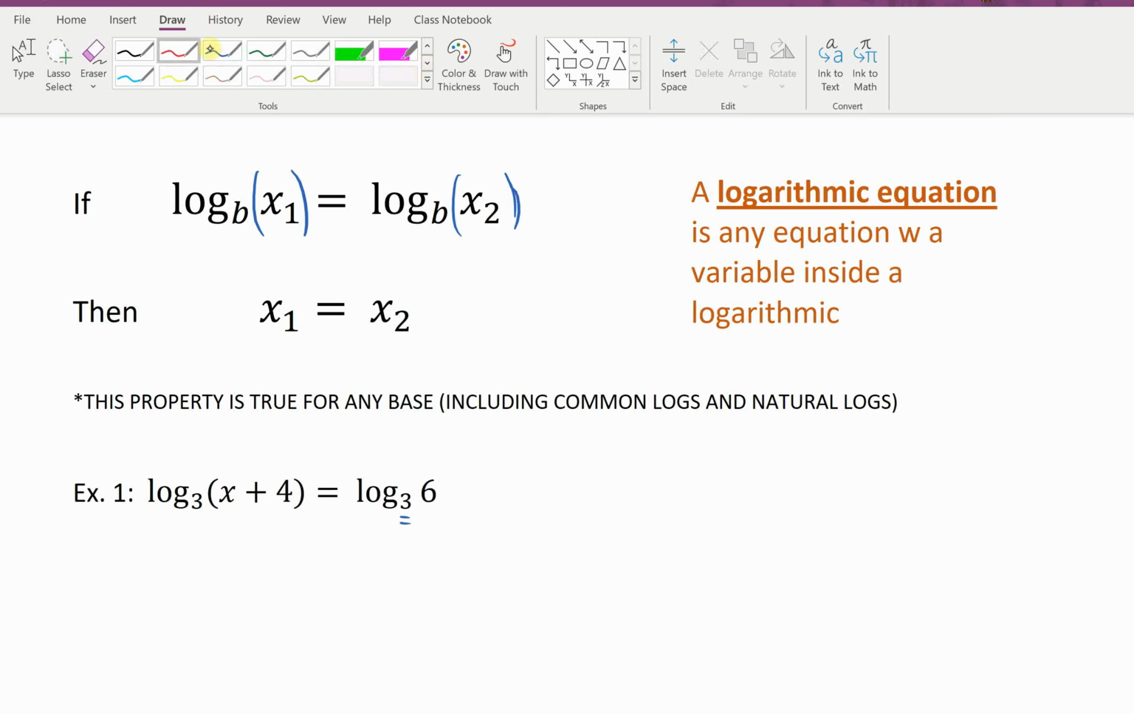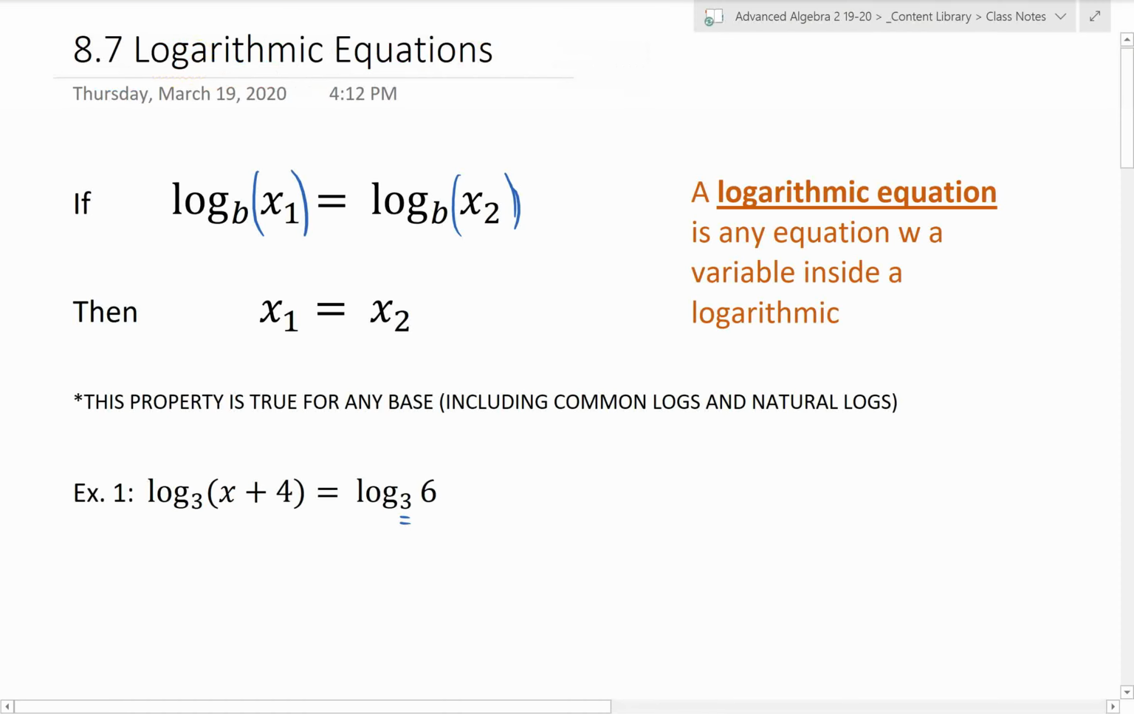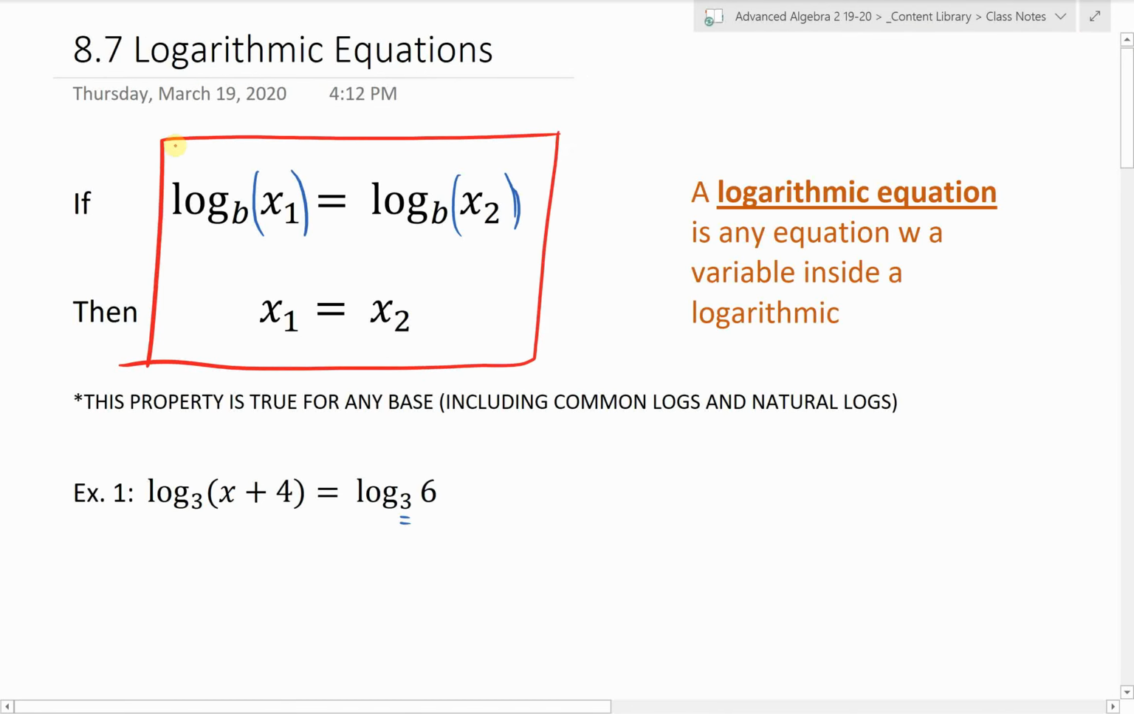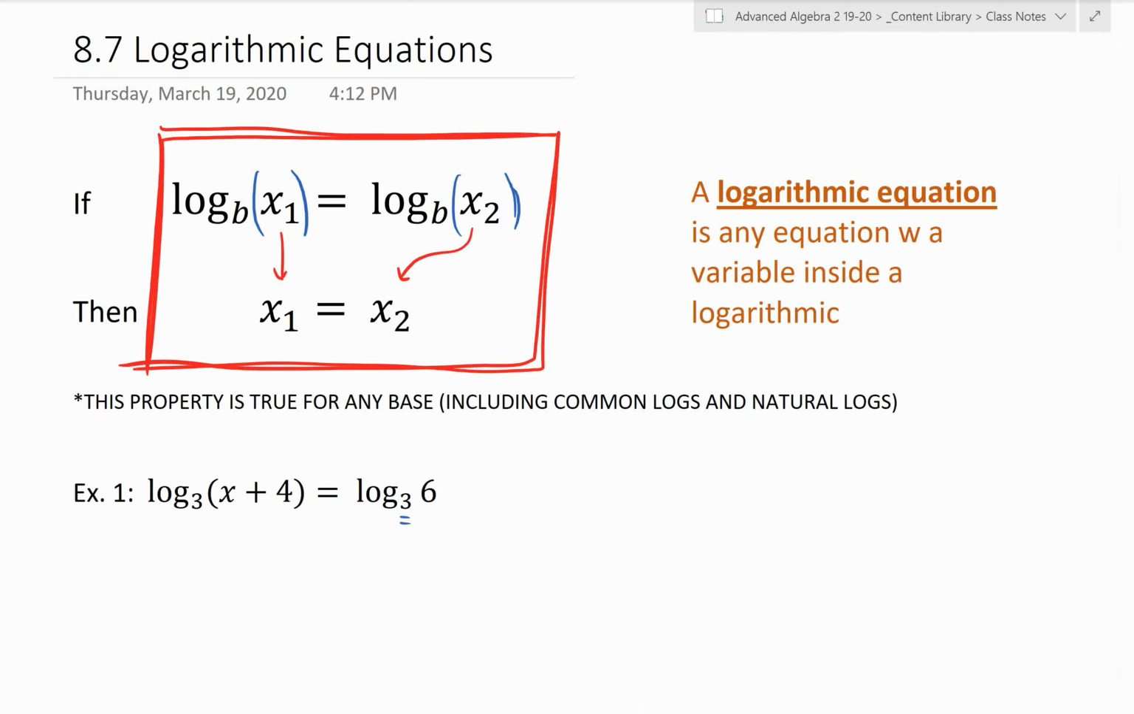If we have two logarithms with like bases that are equal to each other, then the powers, the numbers inside the logarithm, would have to also be equal to each other. Okay, really, I think hopefully intuitive and simple and straightforward.